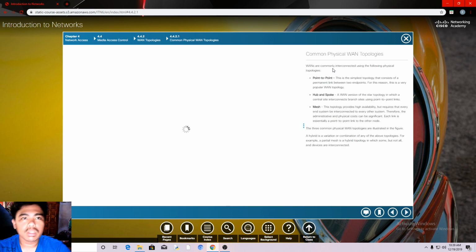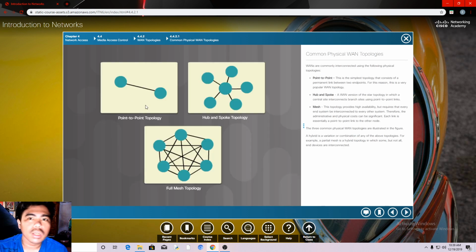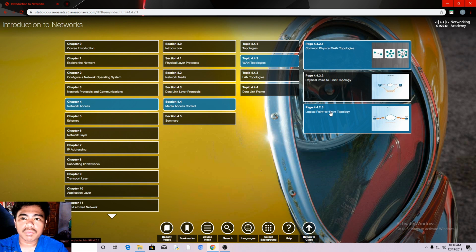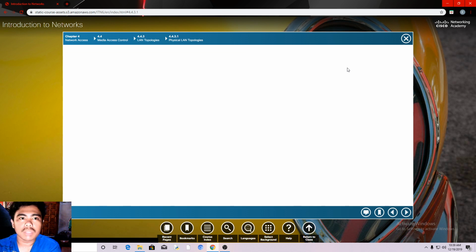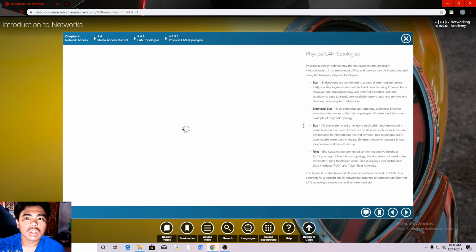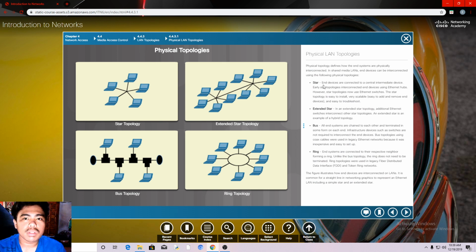We have the kinds of topologies here: point-to-point, hub and spoke, and mesh. The most complicated part here is the mesh, the full mesh topology. Then we have the so-called LAN topologies. We have the physical LAN topologies: star, extended star, bus topology, and the ring. The ring is the more complicated part of the physical topologies.